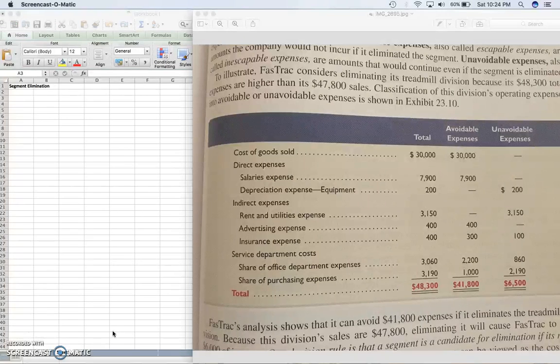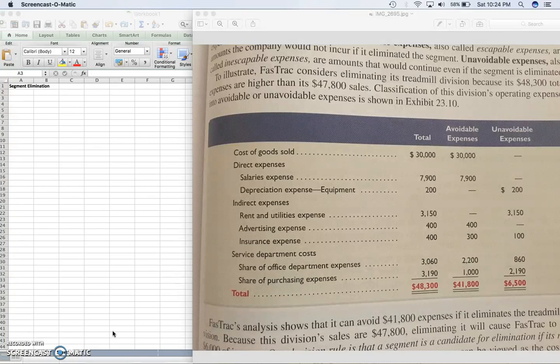So avoidable expenses are expenses that you can escape when a segment is eliminated, and the same goes for unavoidable expenses. It's just vice versa. The expenses that you cannot escape if a segment is eliminated.